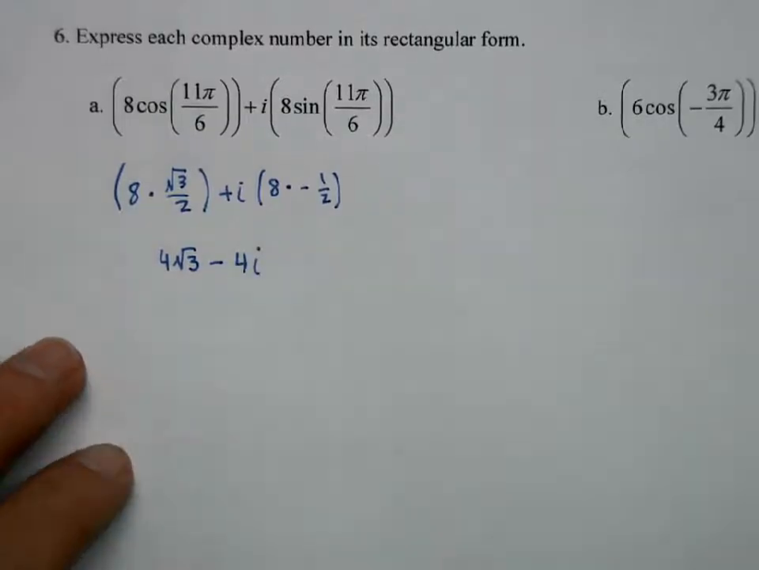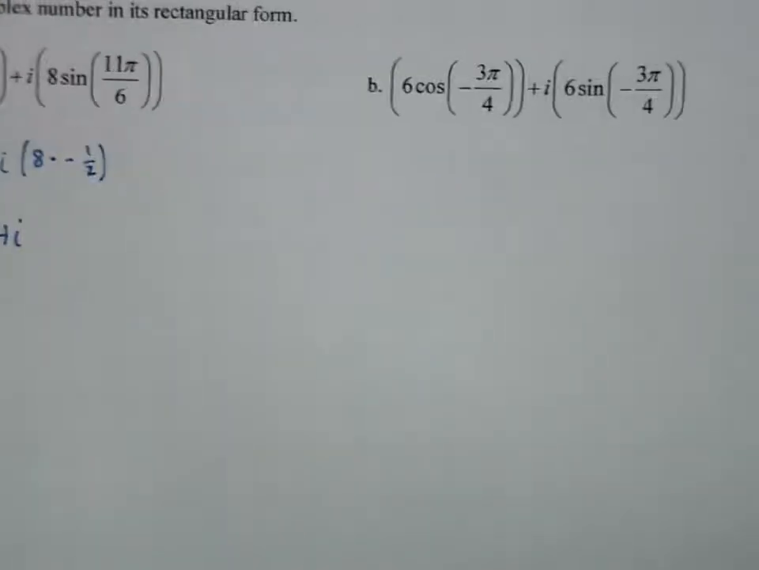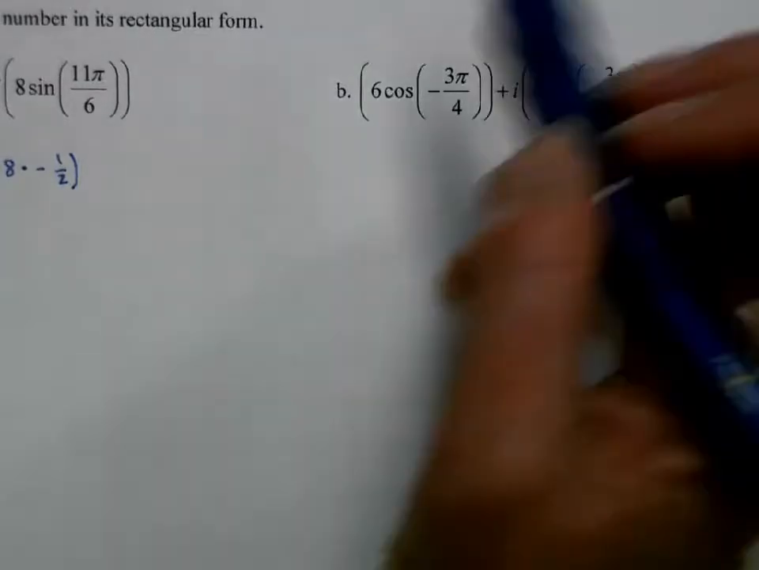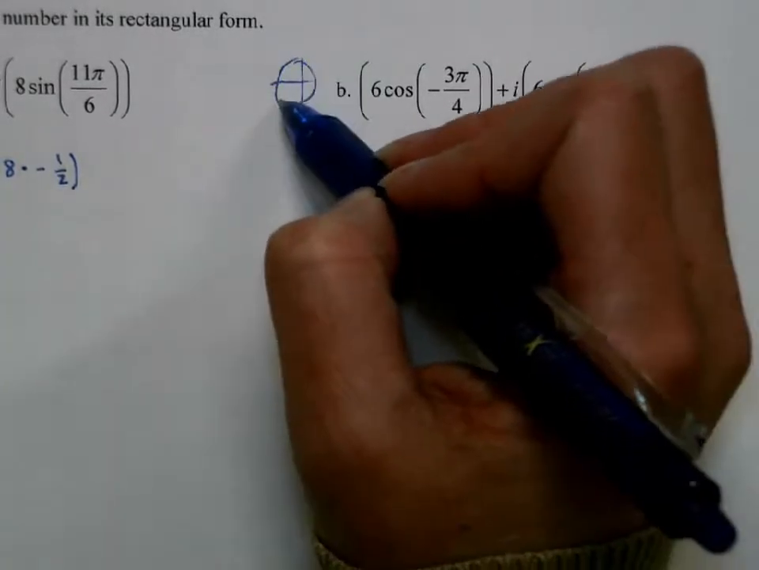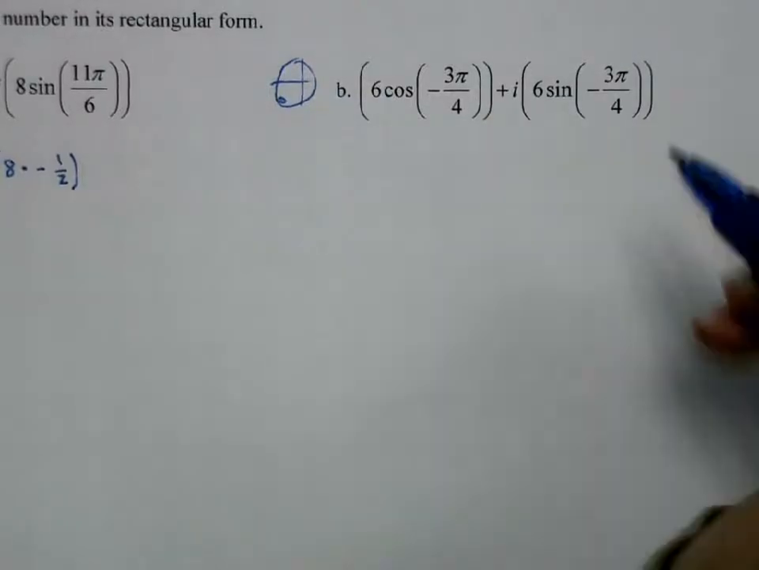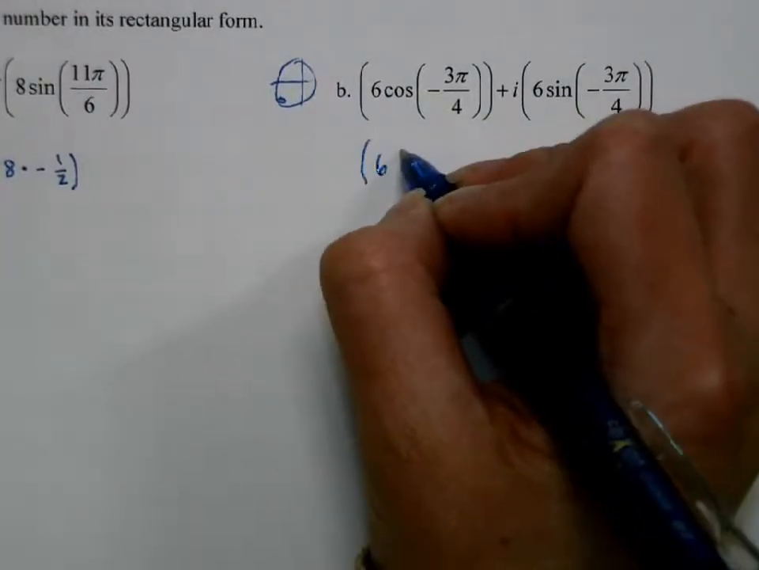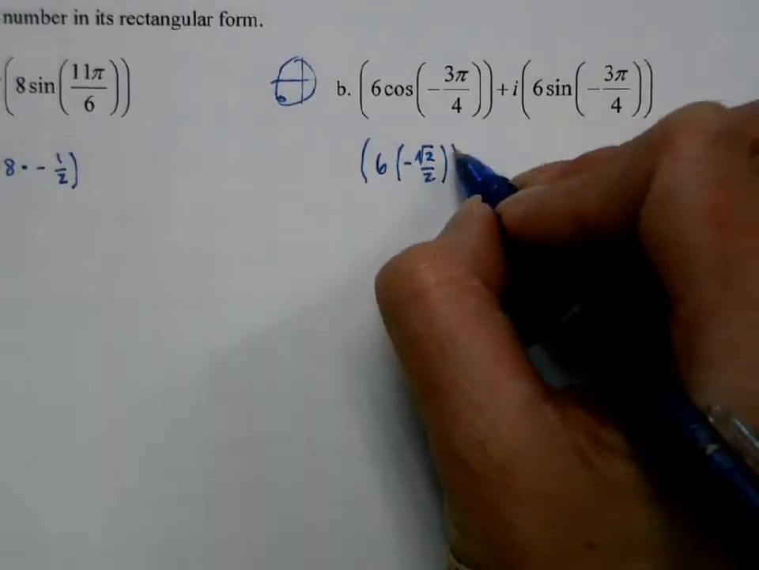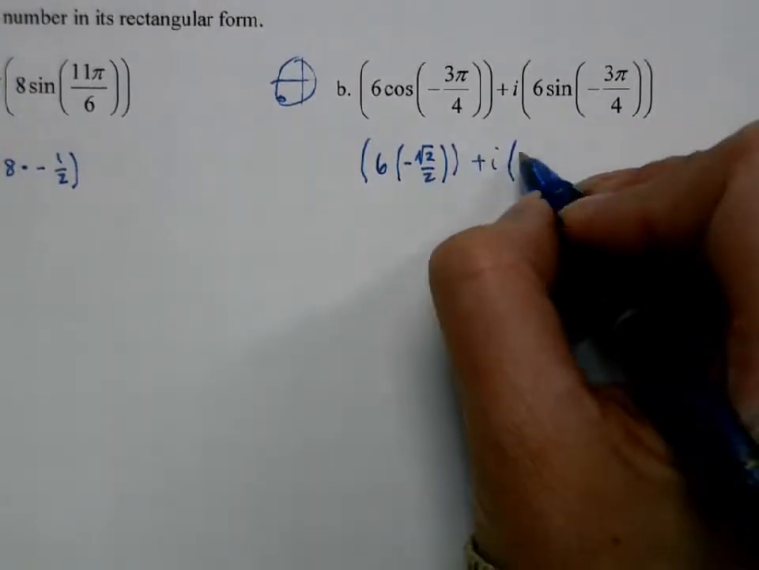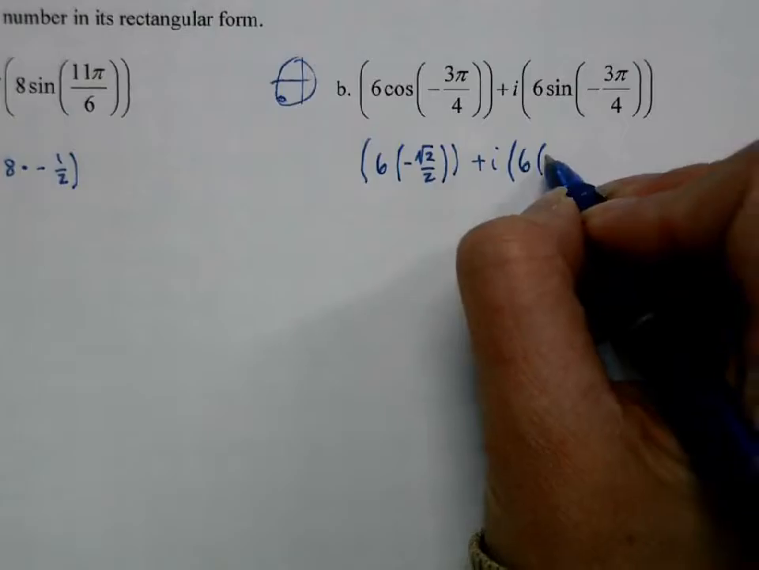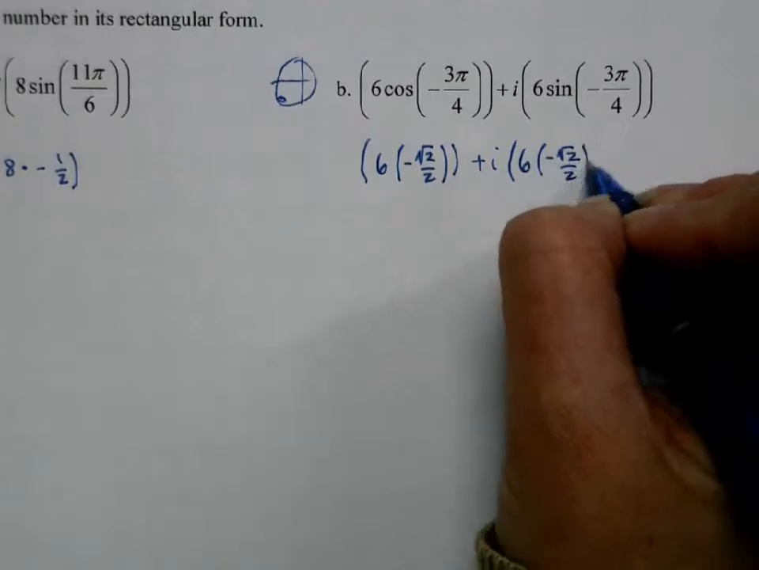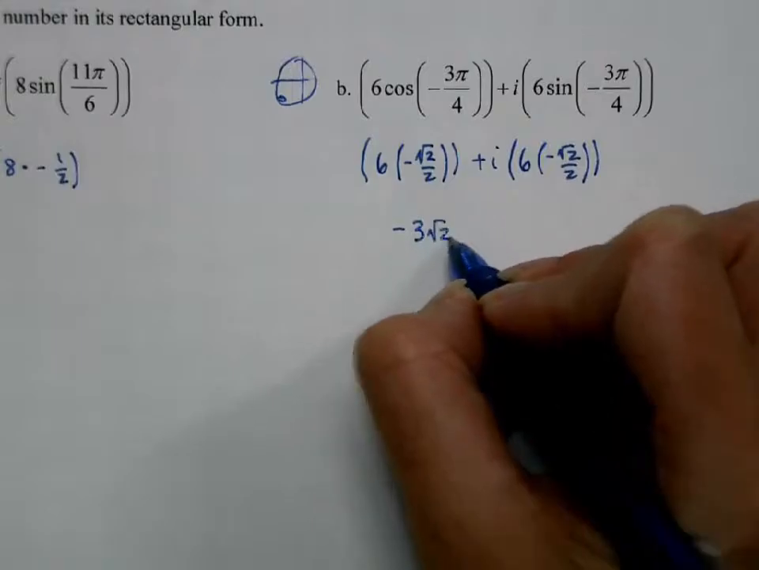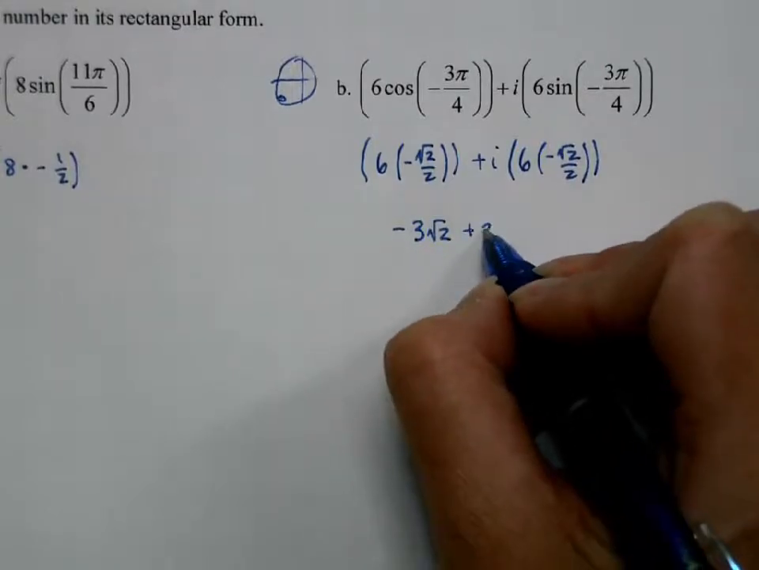Do the same thing here. It's just our angles are going to be negative. So negative 3 pi over 4 is down here, same as 5 pi over 4. So this will be 6 times negative root 2 over 2 plus i, 6 times negative root 2 over 2 again. So this will be a negative 3 root 2 plus 3 root 2 i minus.